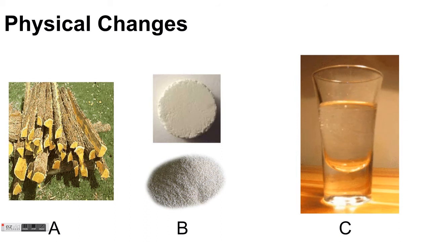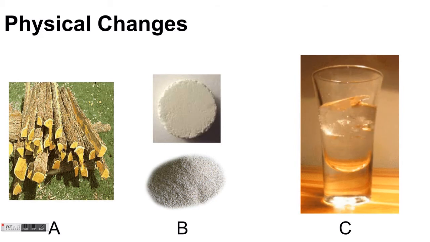Physical changes are when an object's physical appearance changes, but it still remains the same substance. Some examples of physical changes are cutting an object into smaller pieces, grinding an object into a powder, mixing two substances together, or even changing the state of matter.